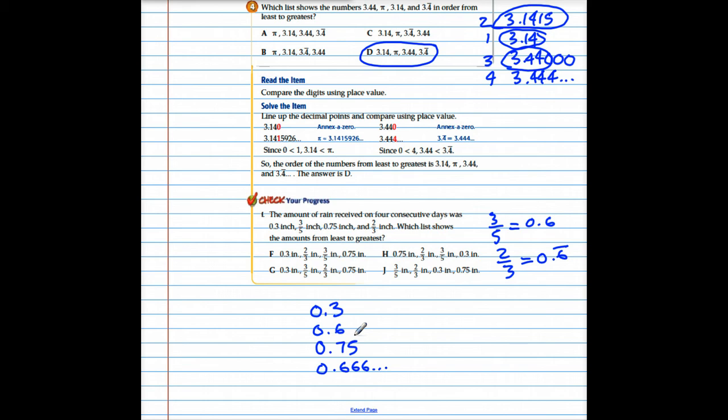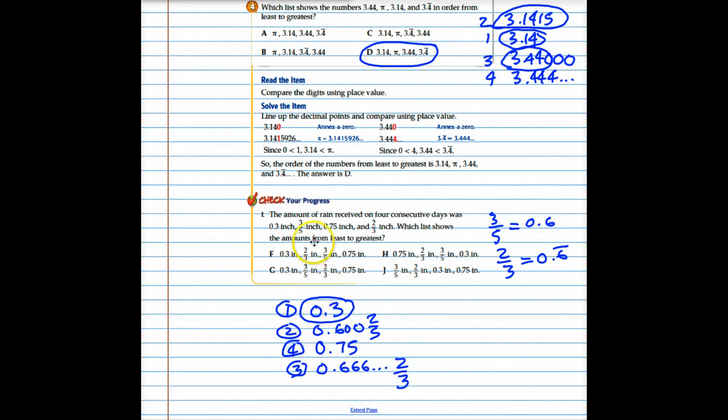The smallest would obviously be this one, 0.3. The next smallest would be 2/5, which is this one right here. So 1, 2. The third is 0.666, and again, that's similar to our example above, because if we extended these, they would all be zeros. This is our 2/3, and then 0.75 would be the fourth one.